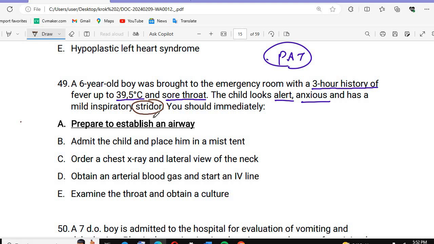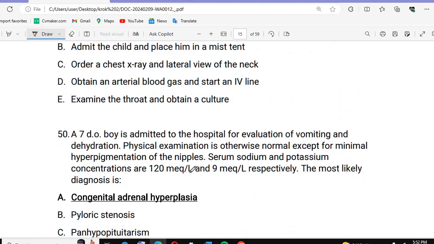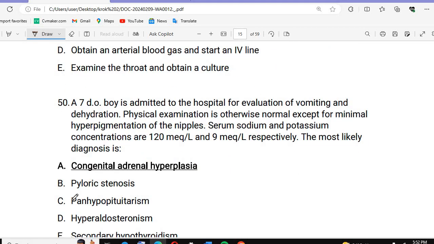If there is any stridor problem, it means there is airway obstruction. So if airway obstruction is there, what do we need to do? We need to prepare to stabilize the airway. Okay, my dear friends, I understand that you are all good. So now let's do the next question.